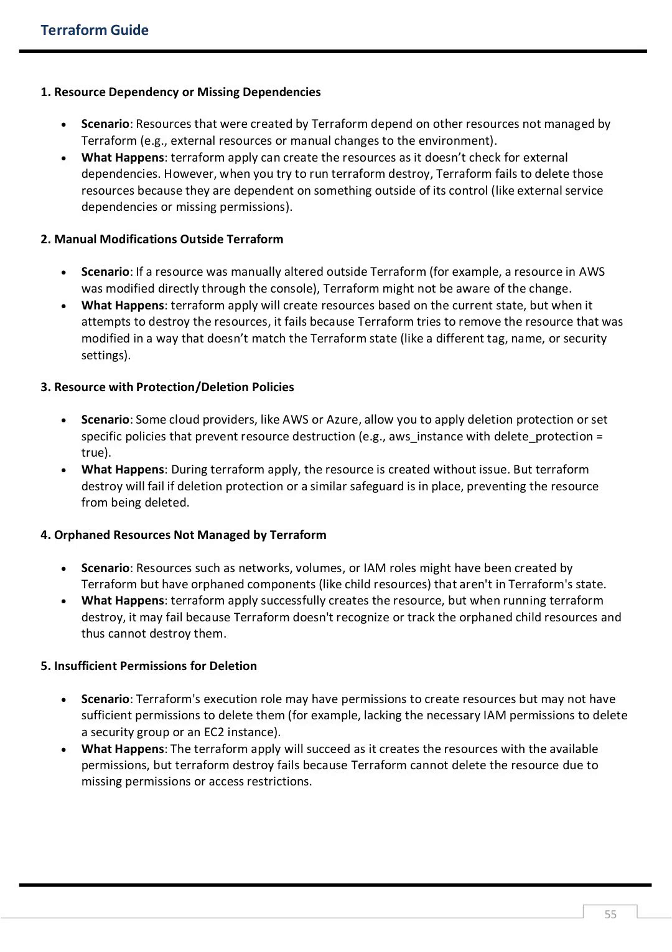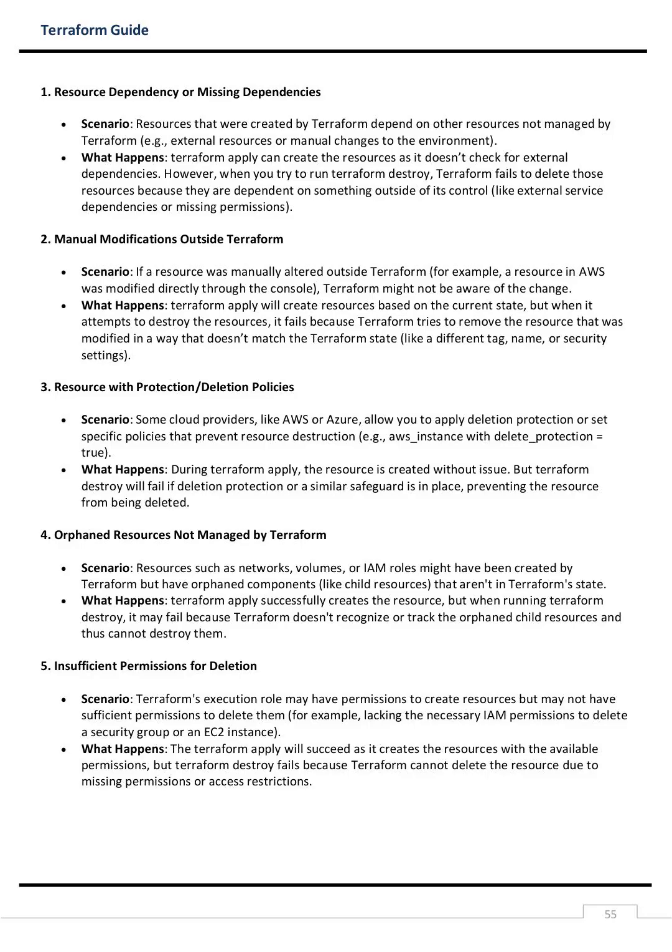2. Manual modifications outside Terraform. Scenario: if a resource was manually altered outside Terraform, for example, a resource in AWS was modified directly through the console, Terraform might not be aware of the change. What happens? Terraform apply will create resources based on the current state. But when it attempts to destroy the resources, it fails because Terraform tries to remove the resource that was modified in a way that doesn't match the Terraform state, like a different tag, name, or security settings.